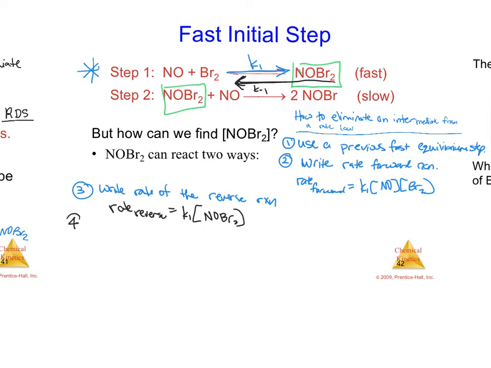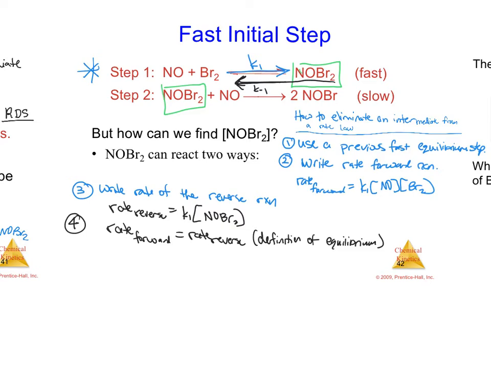Step 4. So an important definition of equilibrium is that your forward rate equals the reverse rate. So rate forward equals rate reverse. This is a definition of equilibrium. So we do need to memorize this. It's also the topic of our next chapter. So we're going to write the rate forward equal to the rate reverse.